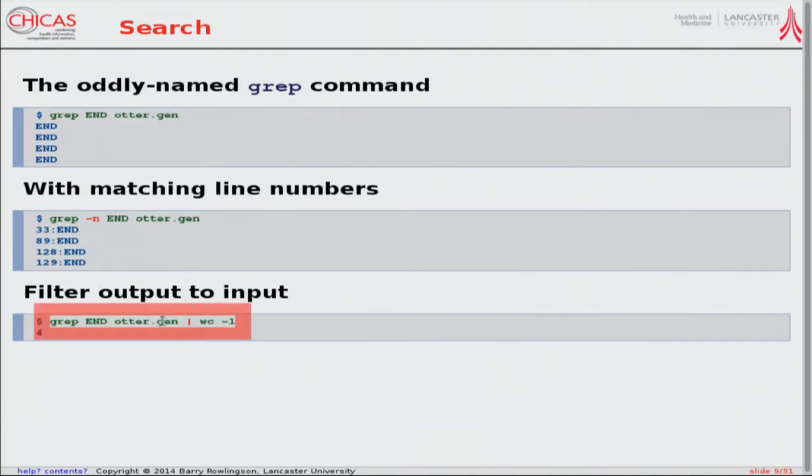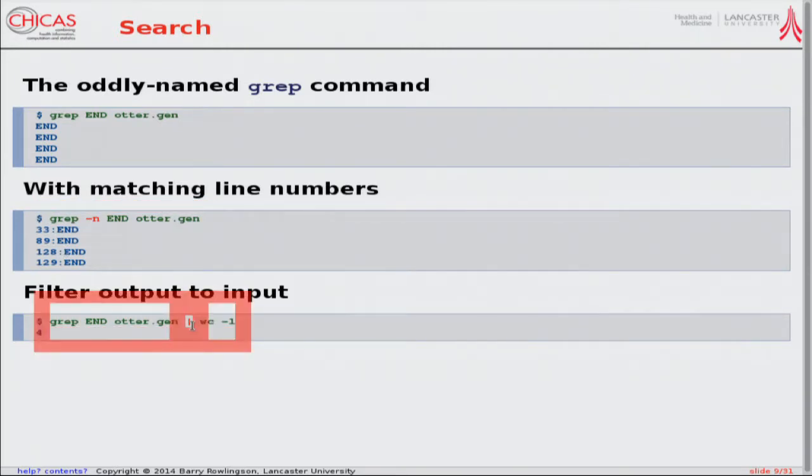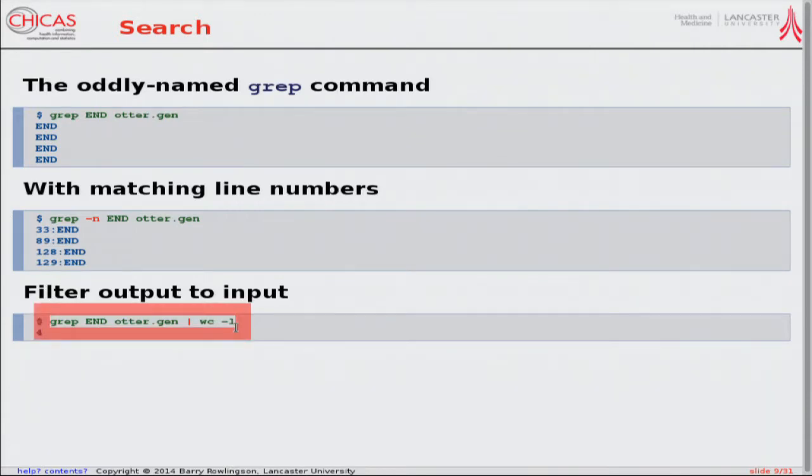Now the other useful thing you can do on the Unix command line is filter the output from one command into another. So if I take that grep, which produces these 4 lines, pipe it using this bar pipe character into word count minus line, it tells me there's 4 of them. Sure, I can count 4 easy enough. Been doing that since I was 3.